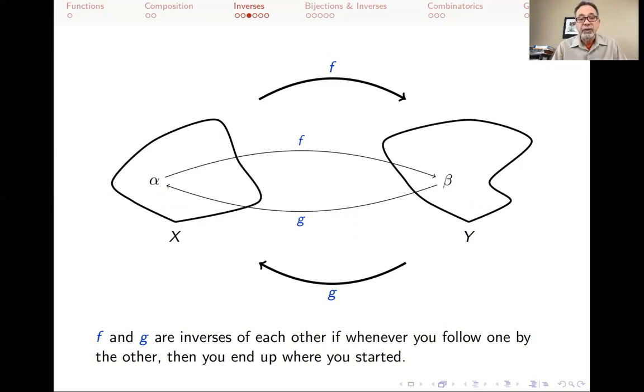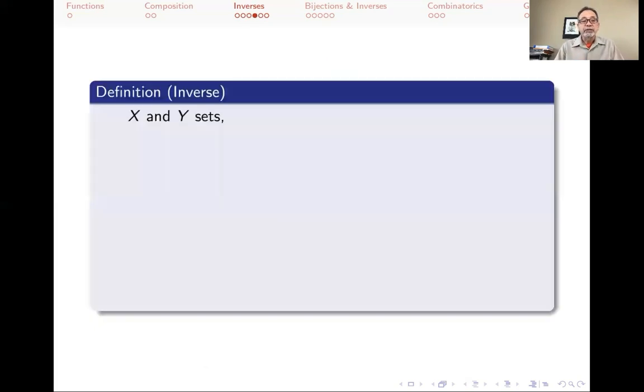That composition should be identity. But also, I want to be able to start at y and start with the function g and then do f and end up also in the same place. Either way, if you start with first doing g then f or f then g, you should be back where you started. This leads us to the formal definition of function inverses.